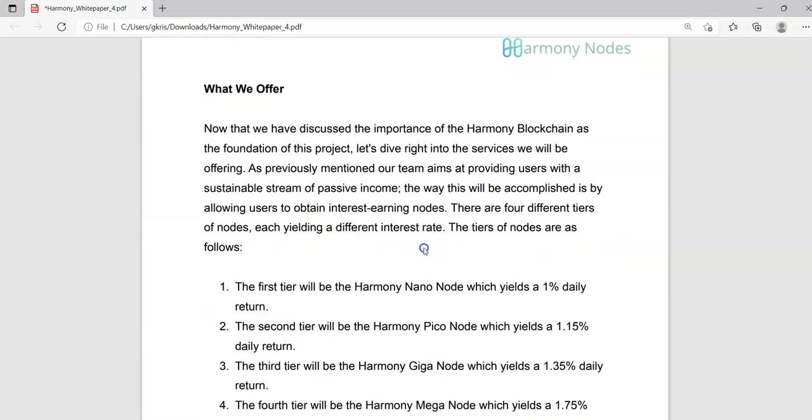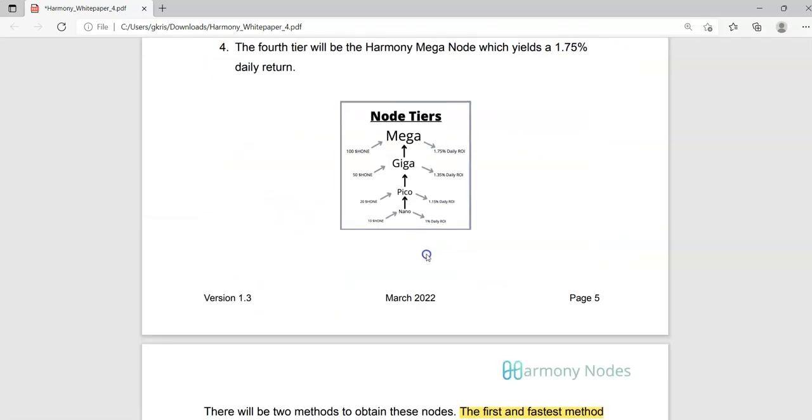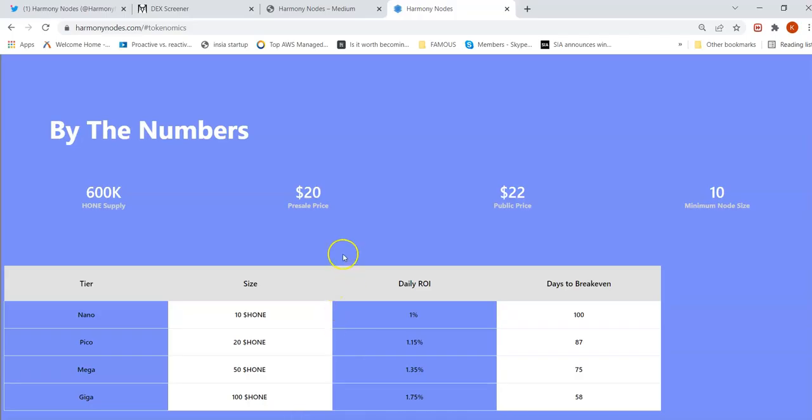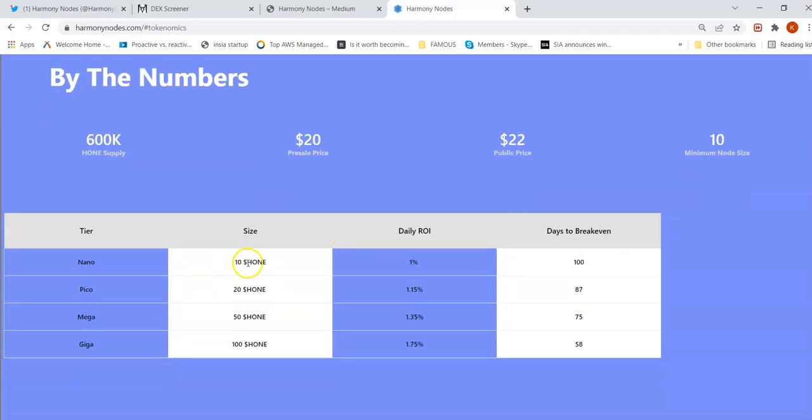I think this is the first node project. Coming to their node tiers, their native token is called HON, you can see here. Currently they plan to do the pre-sale at $20. This is only for the whitelisters, and the public sale is at $22, and they have a supply of 600k. And let's learn about their tiers.